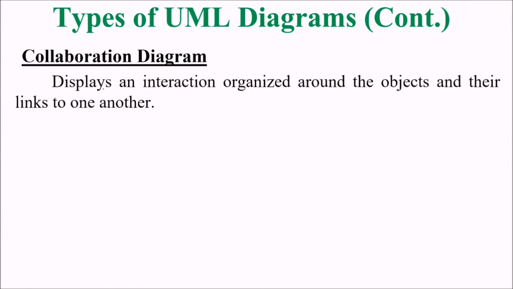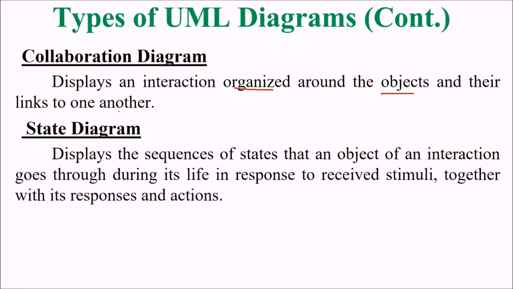And then the collaboration diagram, which displays the interaction organized around the objects and their links to one another. State diagram: when the system state changes or an object changes its states. This displays the sequence of states that an object goes through during its life in response to certain events or stimuli, together with its responses and actions.